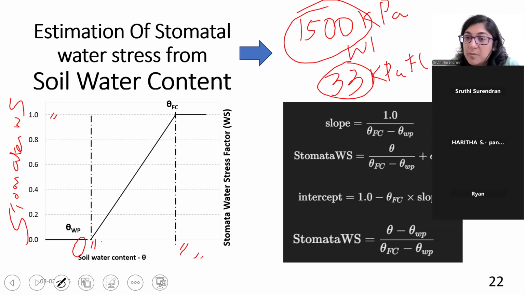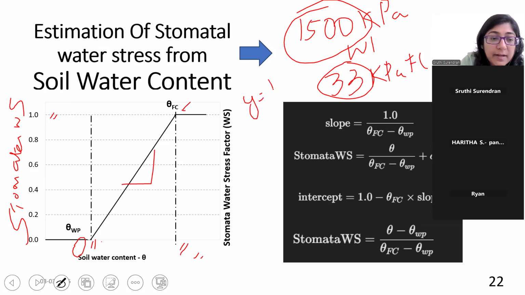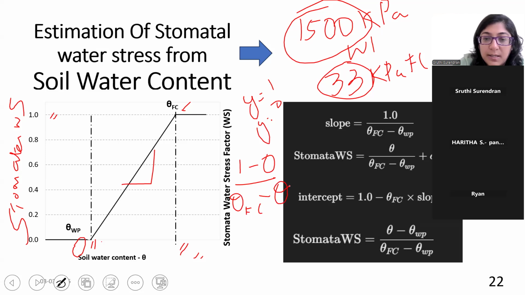We are using a linear model. Again, here we have to find the slope of this line. In order to find the slope of this line, we do delta y by delta x. So at field capacity, we know that y is equal to 1. And at wilting point, we know that y is equal to 0. So 1 minus 0 divided by the volumetric water content at field capacity minus volumetric water content at wilting point will give us the slope.